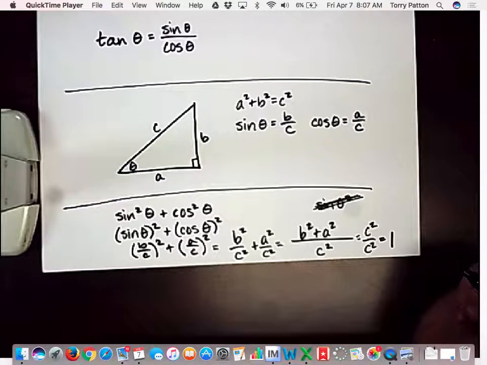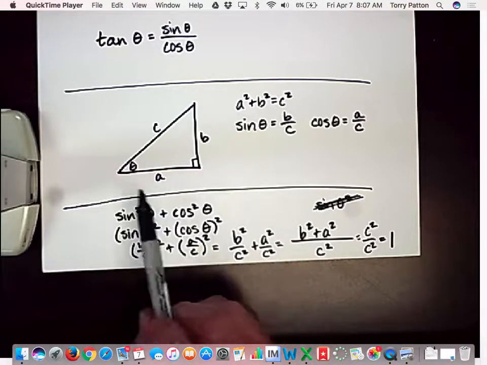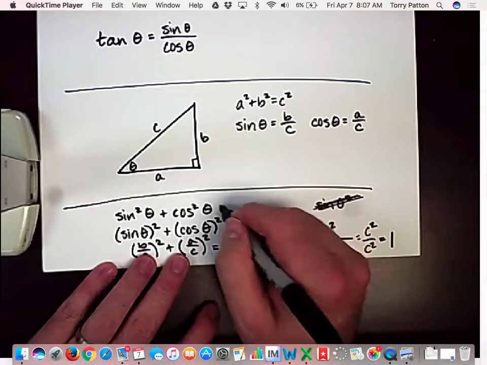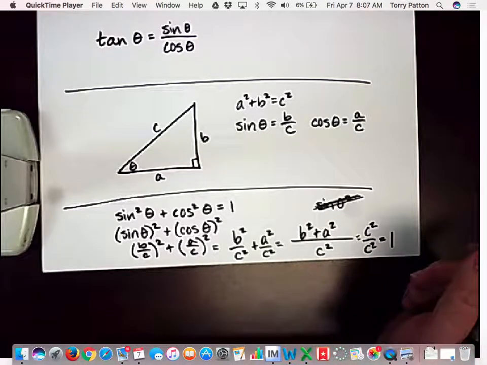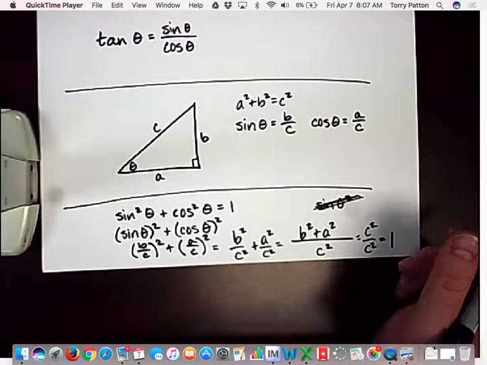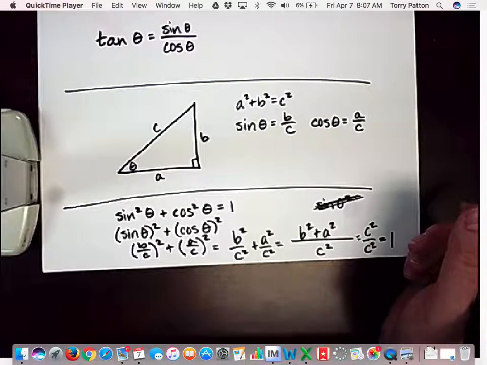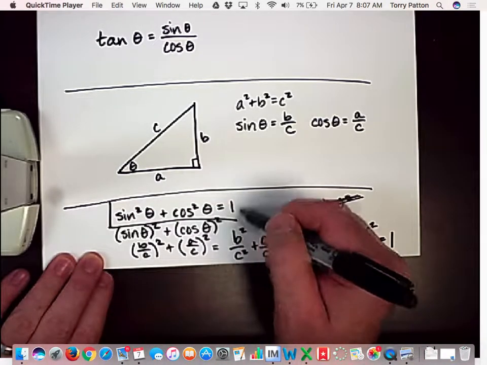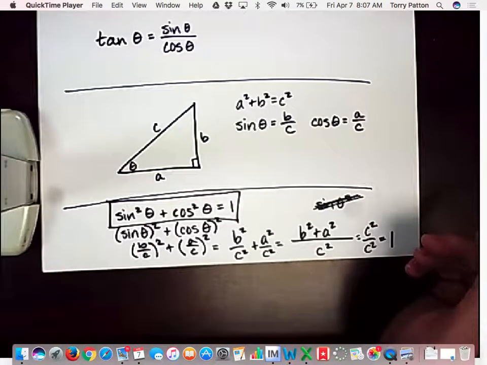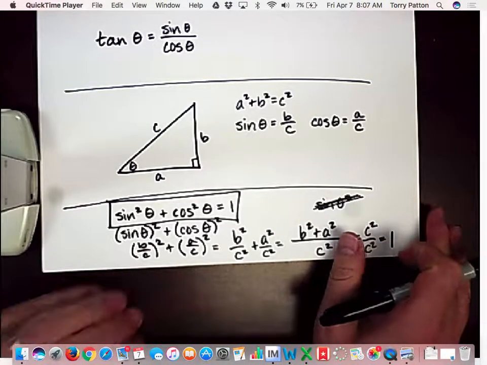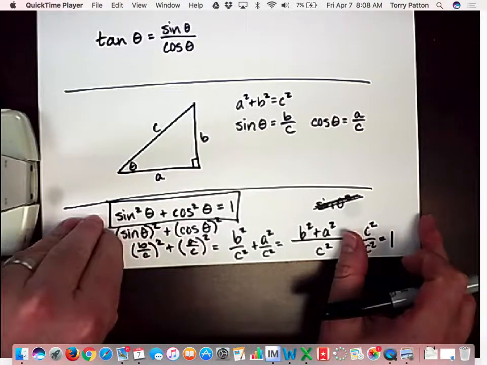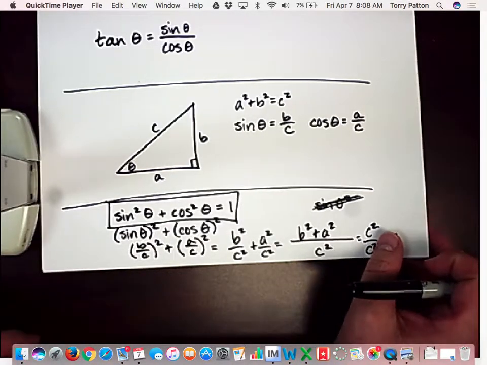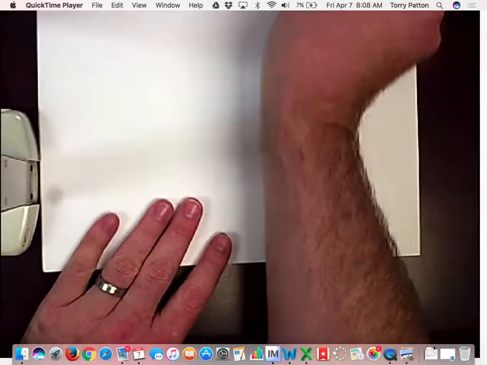Okay? So no matter what your angle is, sine squared plus cosine squared of that angle is always 1. Okay? So that's your first trig identity. Sine squared plus cosine squared equals 1. All right? That was a proof of that, yes. Okay? Now, there are two other ones.